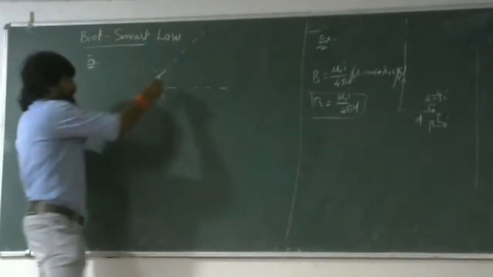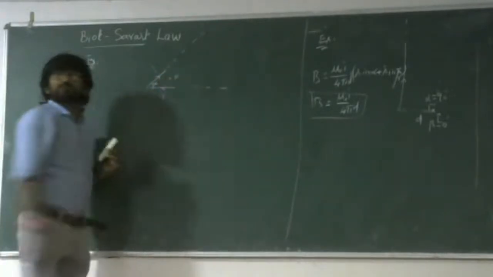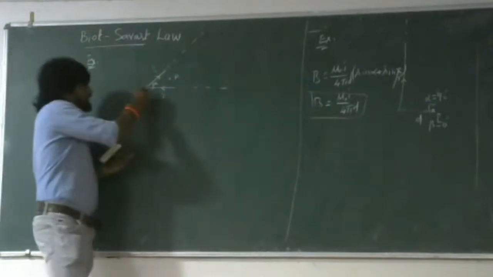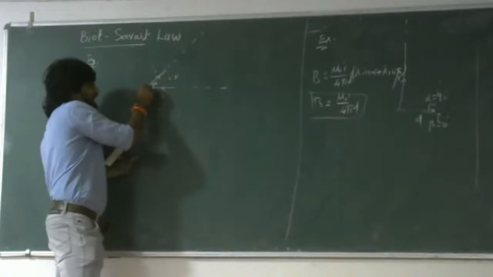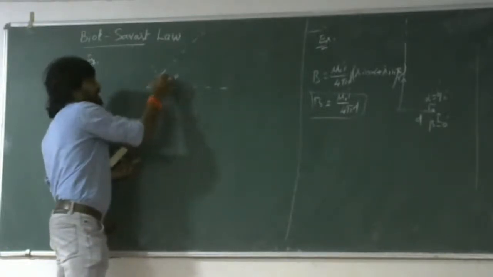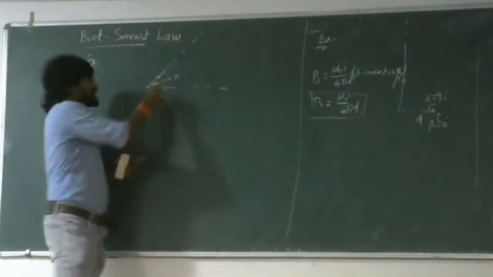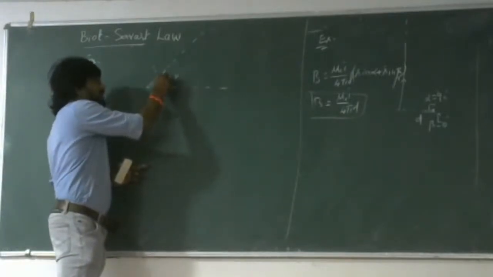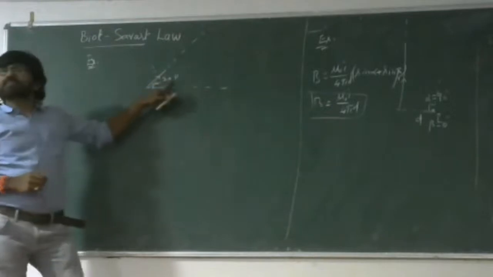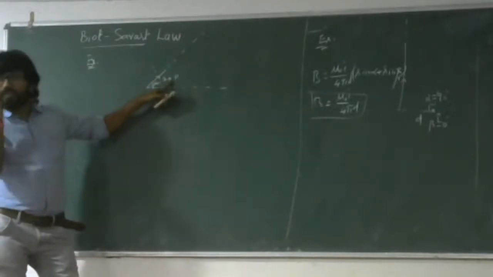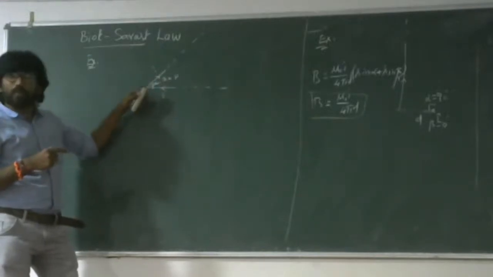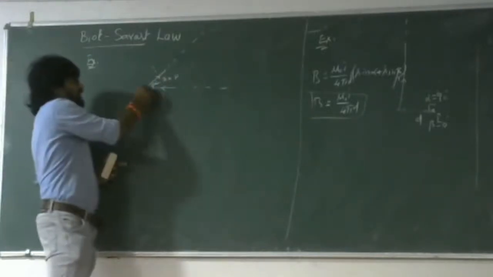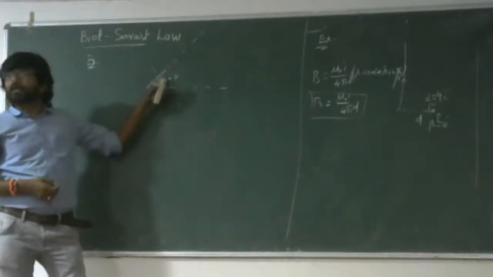We are asked to find the magnetic field at a point P, which is along the line bisecting the angle. You can say it is an angular bisector. If you draw a line like this, the point is here. The point is at a distance A along the angular bisector. That you have to copy. This distance is given, the distance of the point from this vertex along the angular bisector is given as A.